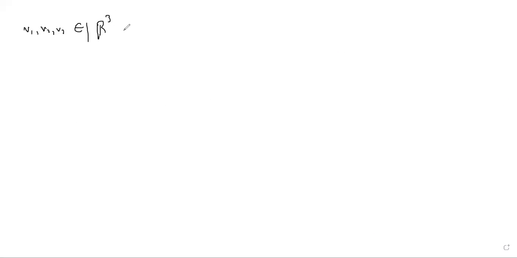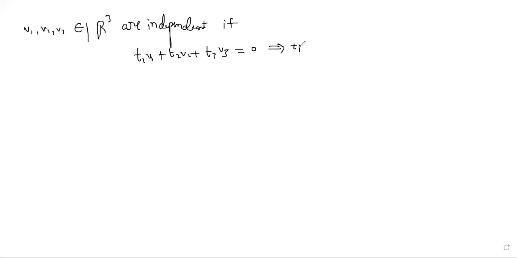Okay, they are said to be independent if basically you cannot kill them. If you cannot kill them by taking a linear combination. If T1 times V1, and then you scale the second one by T2, and scale the third one by T3, and you add them, and this becomes zero, basically it can never become zero. So if it becomes zero, then that implies that T1 is zero, and T2 is zero and T3 is zero.